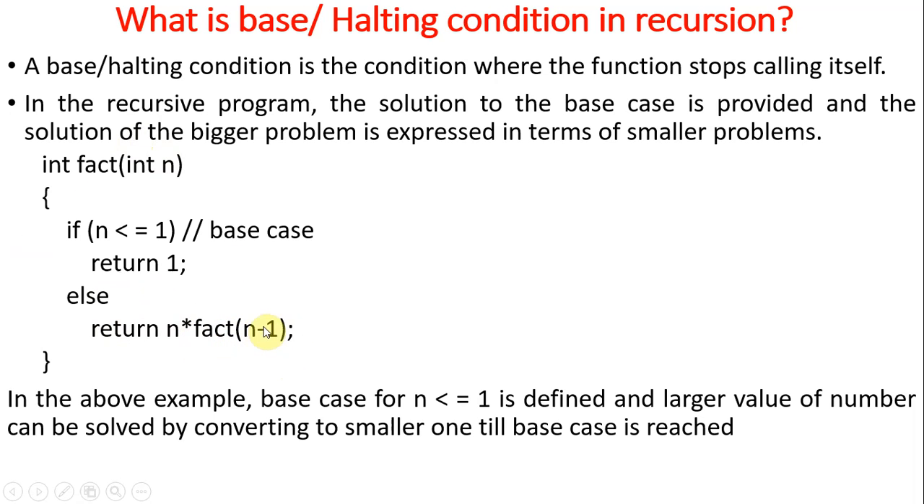So finally, at the end, we come to the base case, and it will return 1. What it means is that we are stopping the recursion. This base condition is used for stopping the recursion. n less than or equal to 1 is the base case, or base condition, or halting condition for the recursion. This base condition is used to break bigger problems into smaller problems. If you reach this base condition, the recursion will stop.